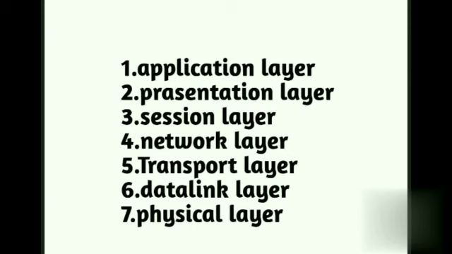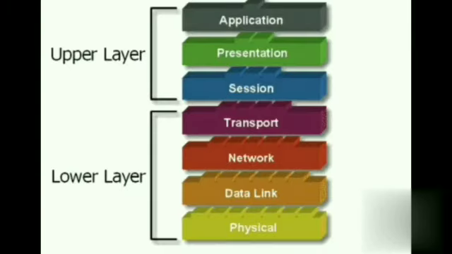In the OSI model, of all the 7 layers, the top 3 layers are called the upper layers: the application layer, presentation layer, and session layer. The below 4 layers are called the lower layers: transport, network, data link, and physical.